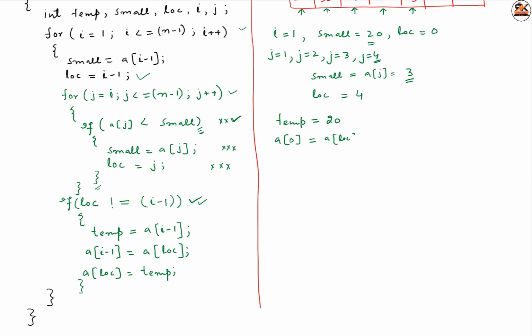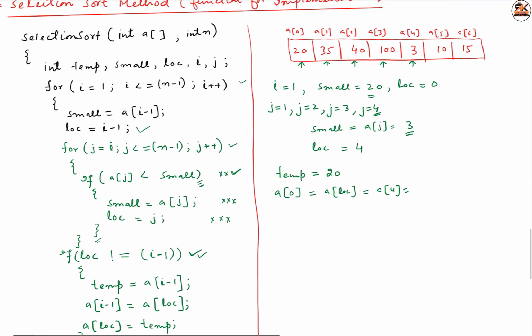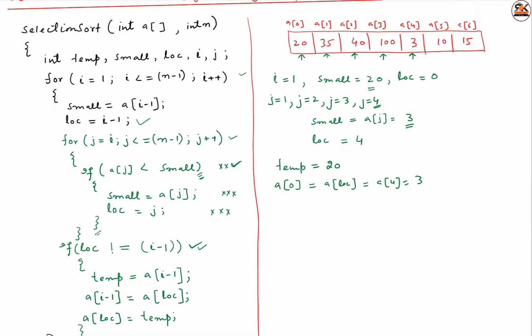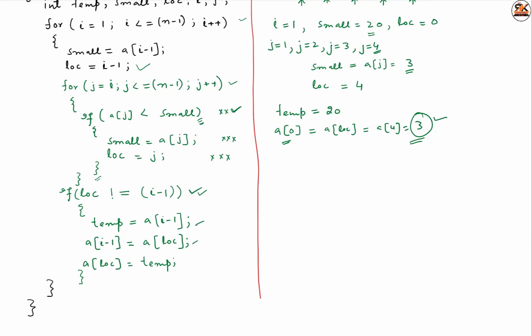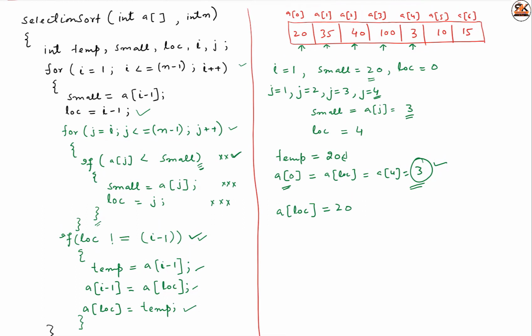of location, that is a of 4. What is a of 4? That is 3. So a of 0 will have a value 3 now. Okay, and then after these statements, now a of location will be updated as temp. Now what is the value of temp? Temp is 20. So a of location is 20. So what is a of location? A of 4. So a of location will have a value 20. So this 20 will go to this location.